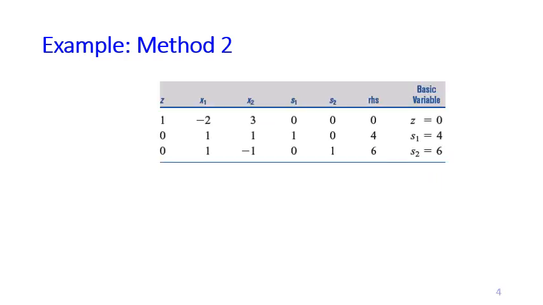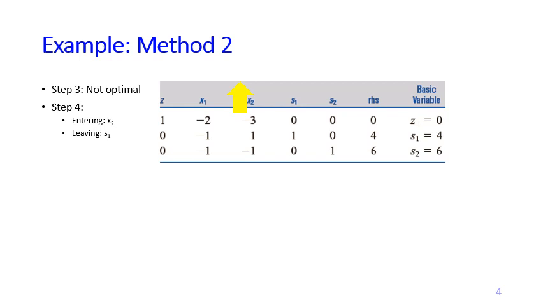So in step 3, we're asking the question, is this BFS optimal? Now we see in row 0 that X2 still has a positive coefficient, so definitely this BFS is not optimal. And because X2 is the only variable with a positive coefficient, X2 becomes the entering variable.